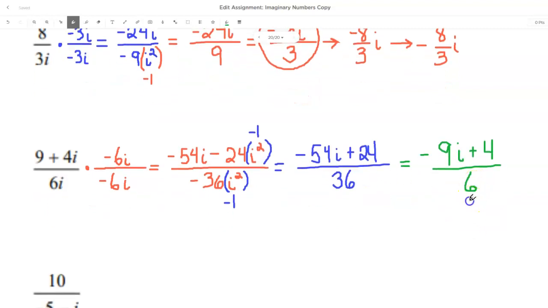There might be another way that you would see this answer as well. We might simplify this, and we might say this is 2/3, because of 4 over 6. It might be 2/3 minus, because of this i term, remember, real number first followed by imaginary number, minus 9i over 6. That would be 3 halves i.